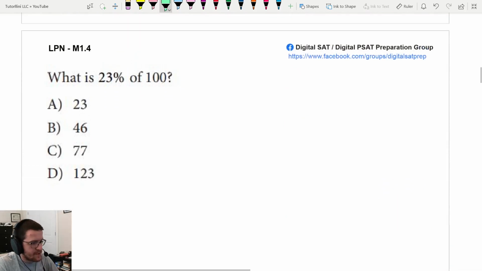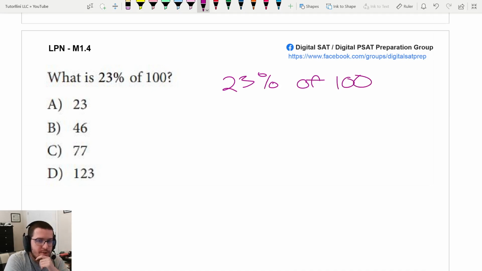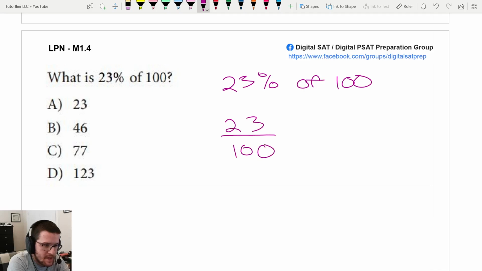Okay, went over this in the Ottocento percents video. So whenever you have a percent of, what we want to do is change the percent to a decimal. So you divide that percent by 100, and we change the of to multiplication. So this would read 23 over 100 times 100.